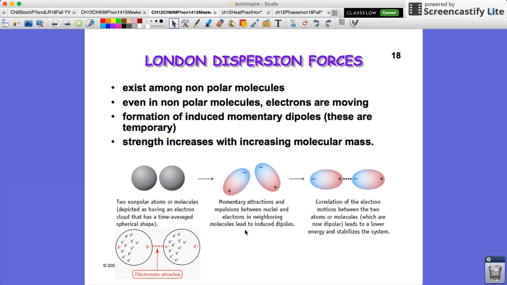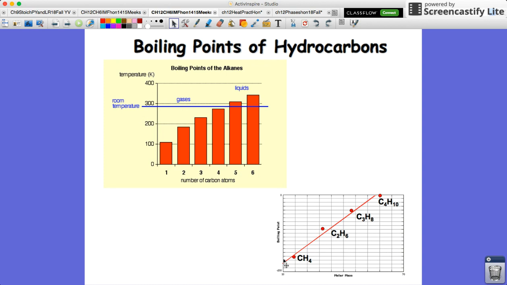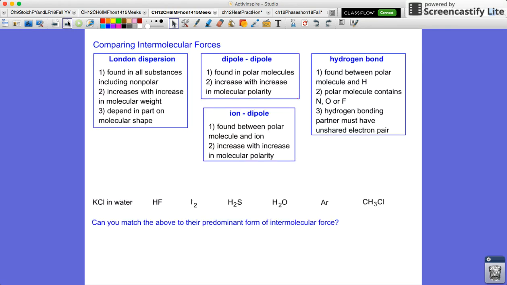So it's essentially a temporary induced dipole, and while it's not as strong as dipole-dipole interactions or hydrogen bonding, it can have a large impact, particularly as the molar masses of the molecules you're talking about increase. And you can see that right here it shows the boiling points of respective hydrocarbons where the molar mass is increasing, and the boiling point does as well because of the increased ability for the electron cloud to be kind of lopsided. All right, so just a quick summary.